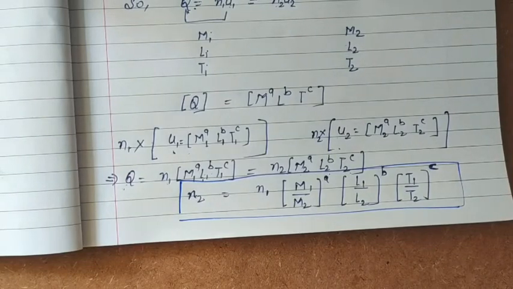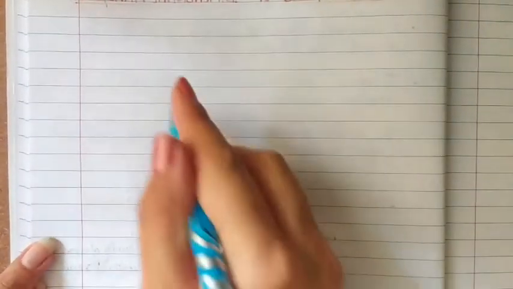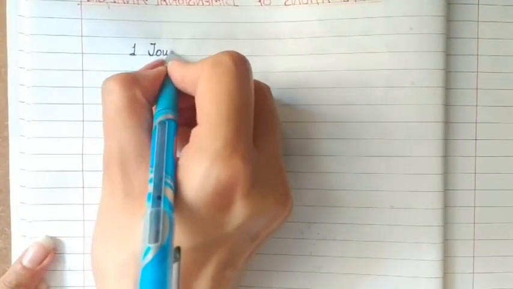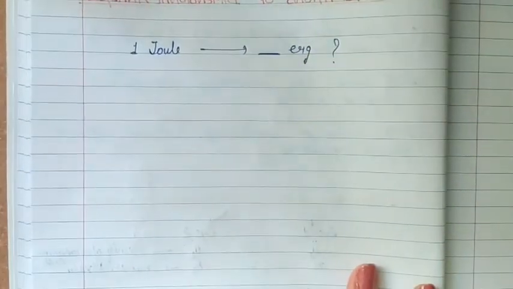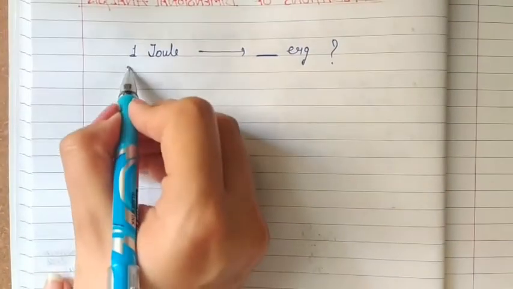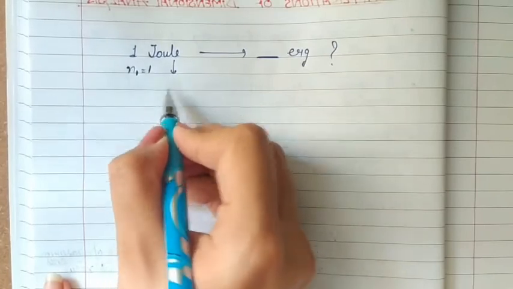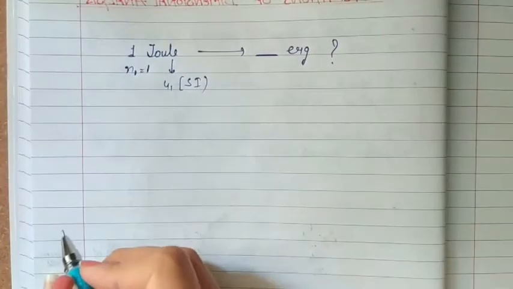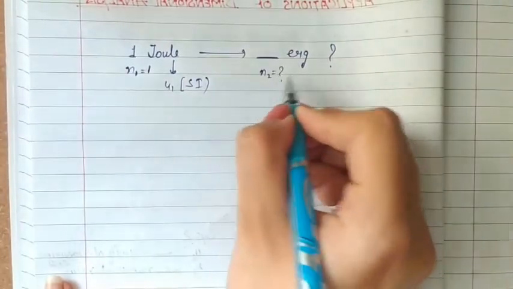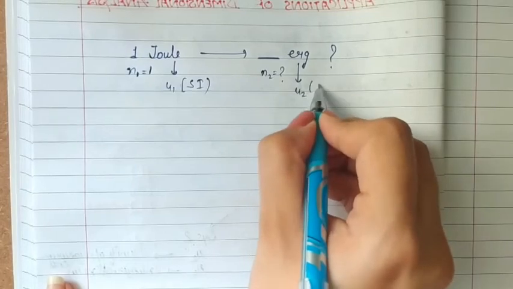So suppose I'm assuming an energy of 1 joule and I want to convert that energy of 1 joule into the CGS system. That means I want to convert 1 joule into ergs. Let's see how this conversion works. That means my value for N1 is 1 and this U1 is in the SI system. U1 represents the SI system. N2 I don't know, I have to calculate, and erg means U2 represents the CGS system.